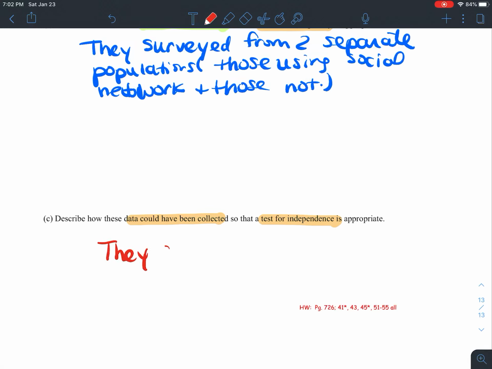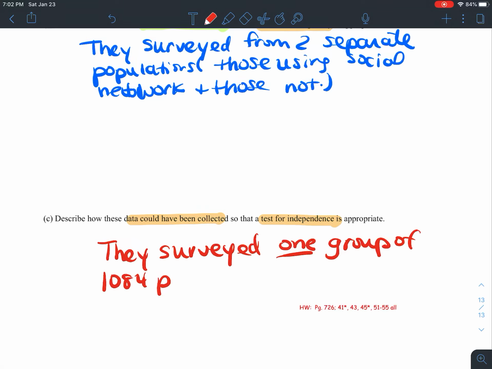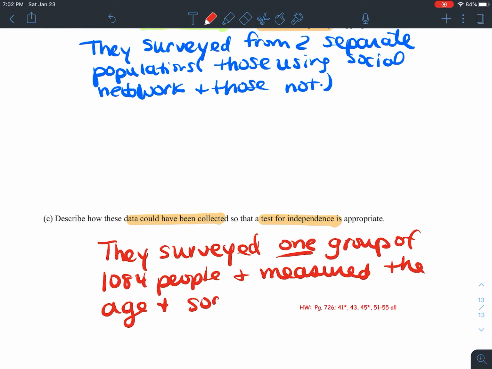So we could say, if we were going to do this, it means that they surveyed one group of 1,084 people. And from those, what they asked them is they measured, basically they had to say, this is my age, and they measured their online social network use. Okay, so that means then this would be a more appropriate test. Okay, a few problems here for you to wrap up chapter 11 on chi-square tests.